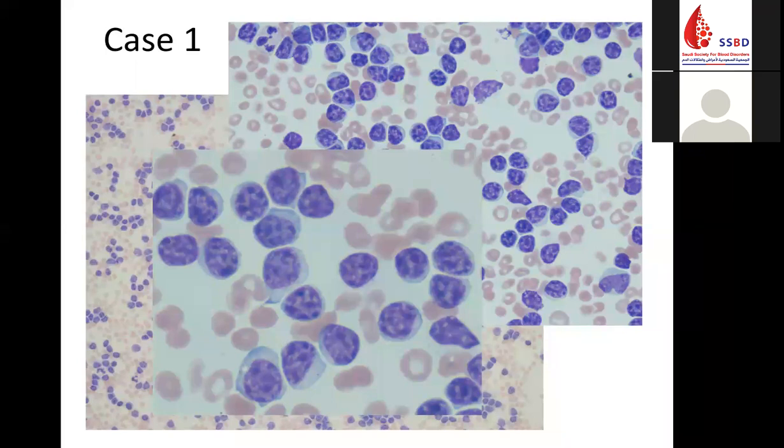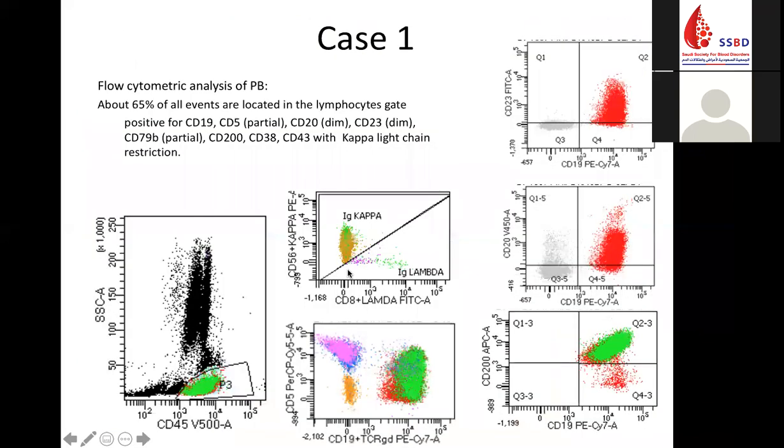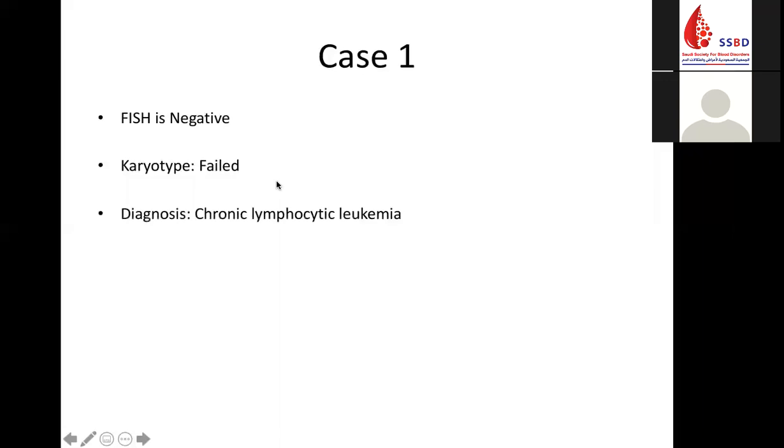And you will go and request the flow cytometry to confirm the clonality and the immunophenotyping, and you can go further from there. Okay, so the flow cytometry detects 65% events in the lymphocyte gate, and they are positive for clonal Kappa with CD5 co-expression, dim CD20, CD19 is positive, CD23 is positive, and CD200, which is very characteristic for the CLL diagnosis. Also, it's positive for CD79a, and as I told you, it's a Kappa light chain restriction. So the phenotype and the morphology are going with the diagnosis of CLL. The FISH is negative and the karyotype failed, and the final diagnosis is chronic lymphocytic leukemia.